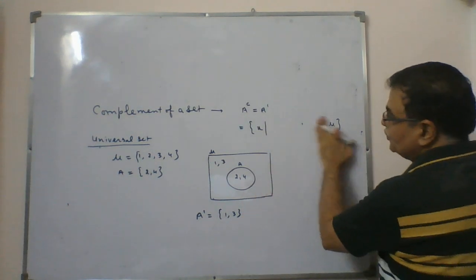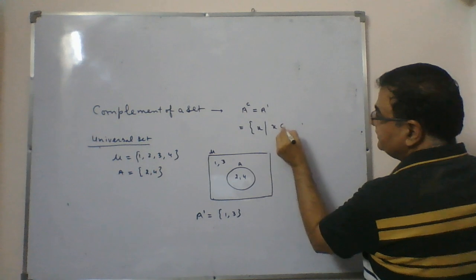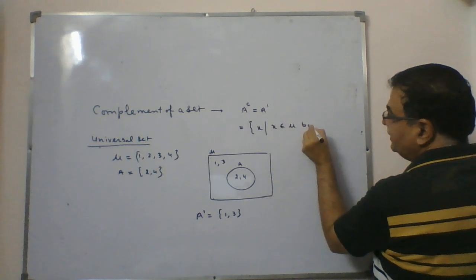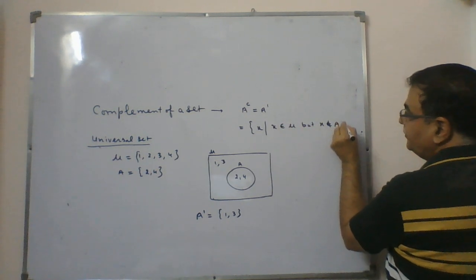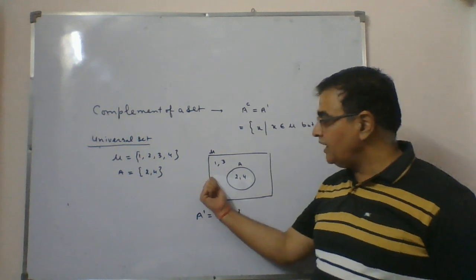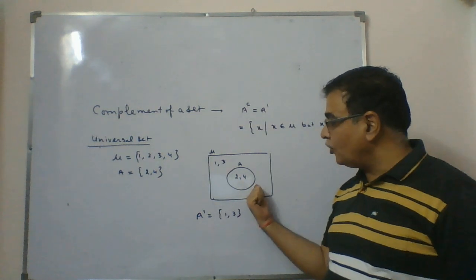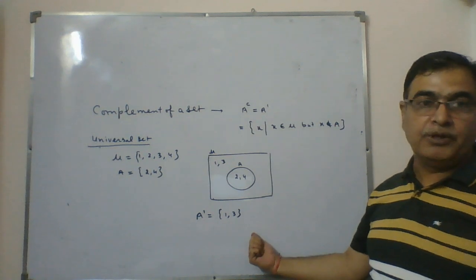You can write this way also. It's better you write this way: X is an element of the universal set, but X should not be an element of A. Those elements of the universal set which are not in A will be called A complement.